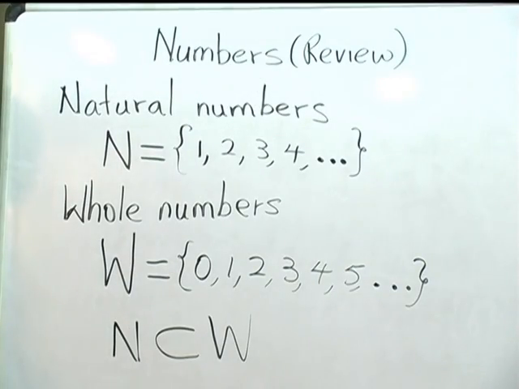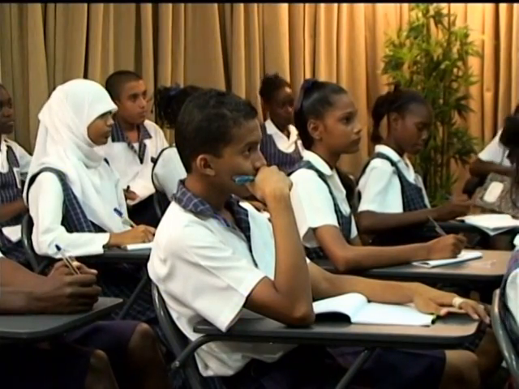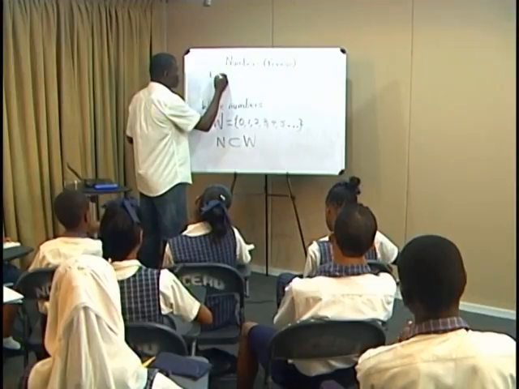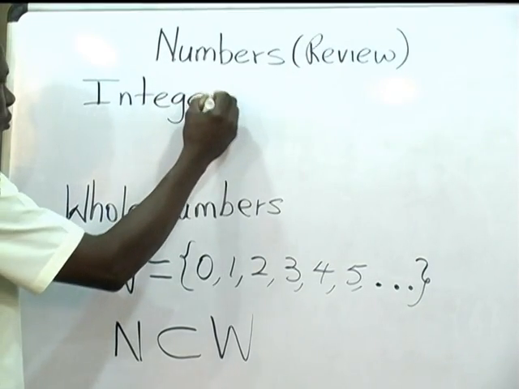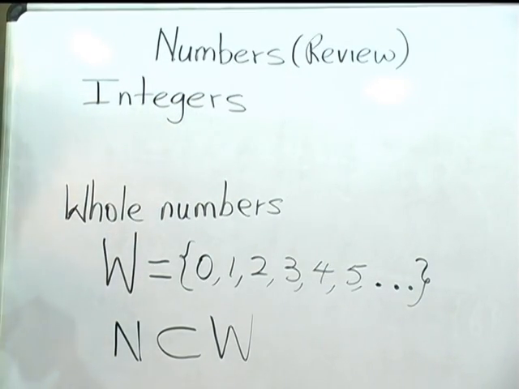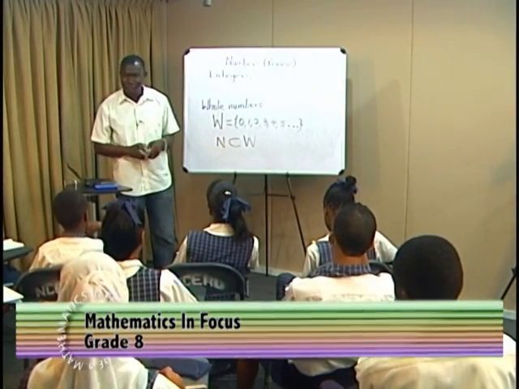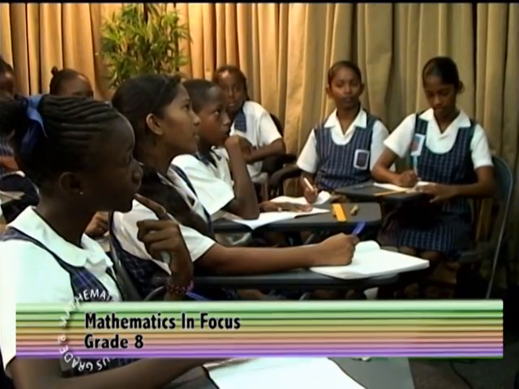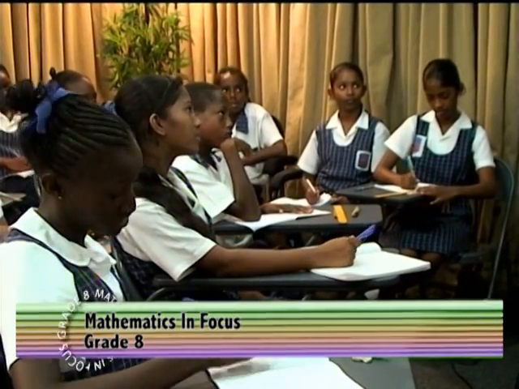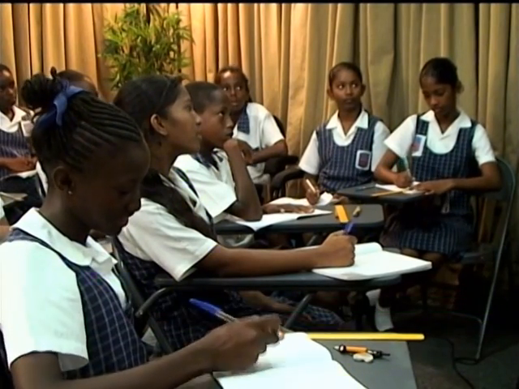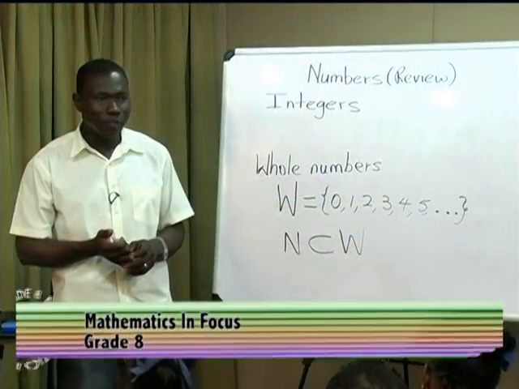Now there is a third set of numbers which we will be looking at. And that third set begins with the letter I. Integers. Integers, good. What are integers? Who is going to say what integers are? What type of numbers come to mind when you think of integers? Someone is saying fractions. Anyone else? Sir, negative and positive numbers. Harish is saying negative and positive numbers.